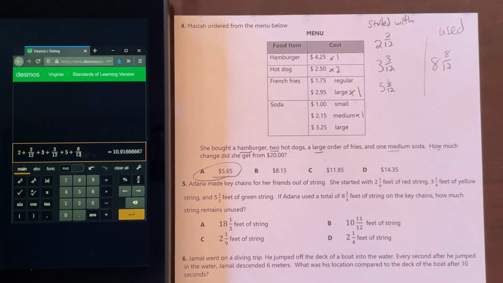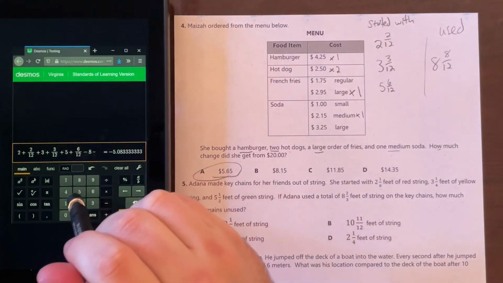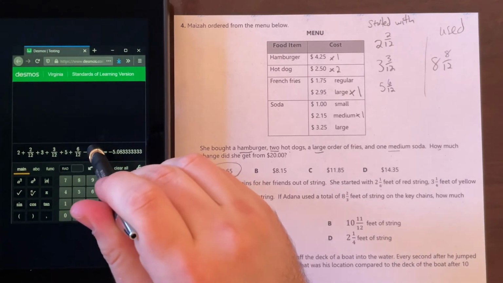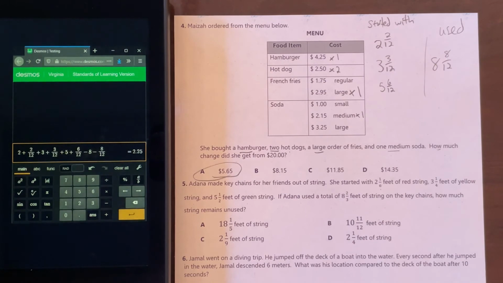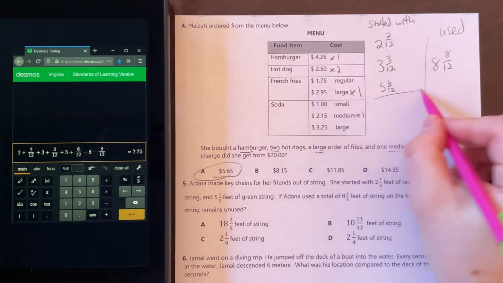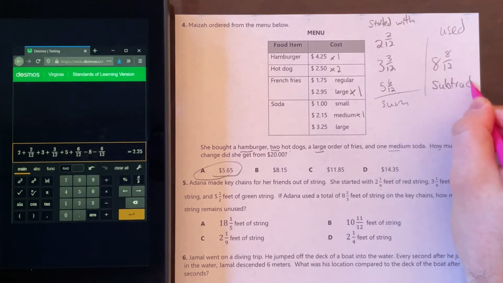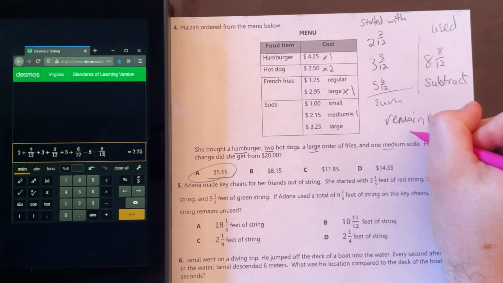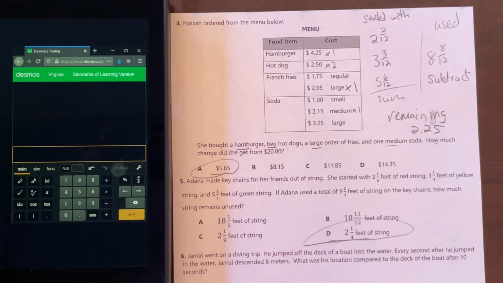All right, so that's how much they started with. And then we're saying they used, so I could subtract, and I would say 8 and 8 over 12. And 8, divided by 12. All right, so they have a remaining amount of 2.25. So they add that together, and then sum, and then subtract, and so remaining is going to be that 2.25, which as a decimal is going to be that 2 1/4. All right, moving on.